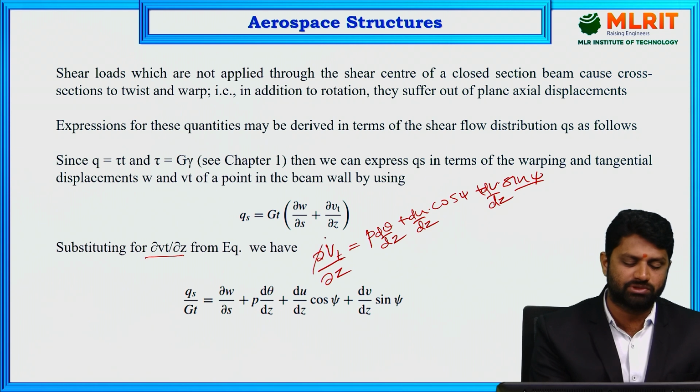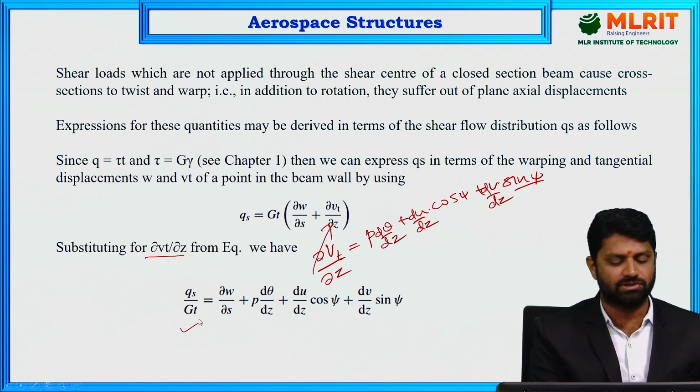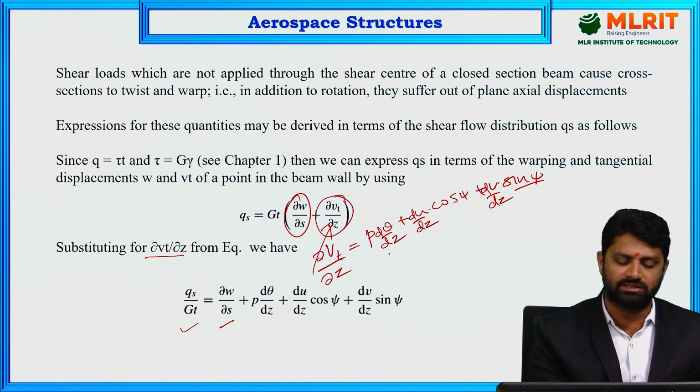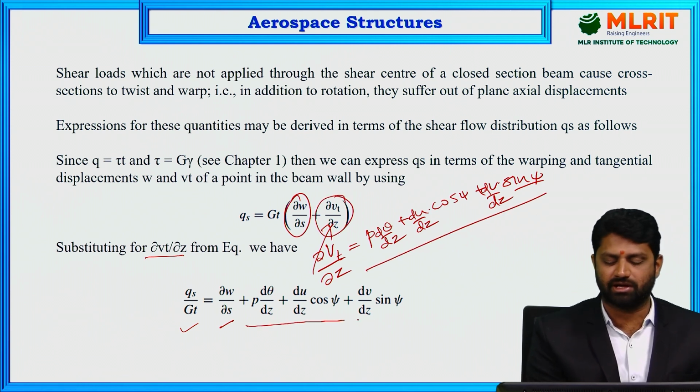When you substitute in this equation, you are going to get Qs by Gt equals ∂W/∂s, which is the first term, and then ∂Vt/∂z is nothing but this entire expression, which we are adding here.